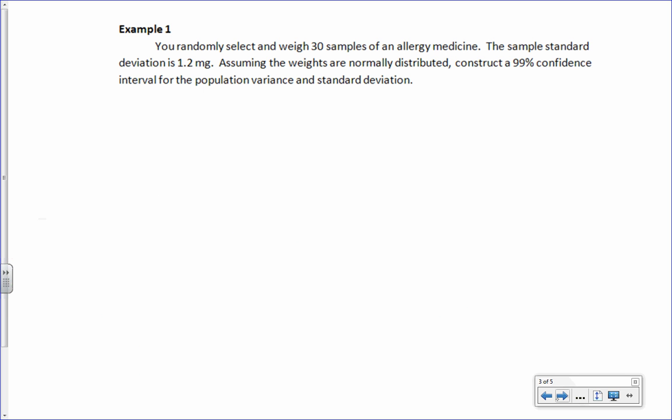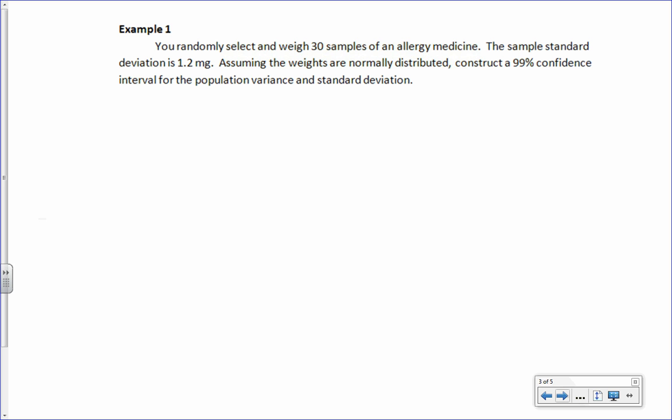So let's try one. You randomly select and weigh 30 samples of an allergy medicine. The sample standard deviation, and let's face it, if I don't know that, we have to go find that. And how would you find that? If I gave you a bunch of data, how would you find S? You would go to the graphing calculator and it would tell you. Okay? The sample standard deviation is 1.2 milligrams.